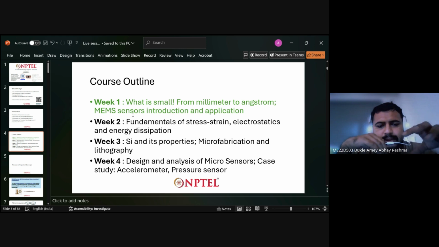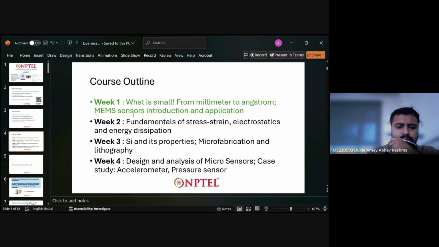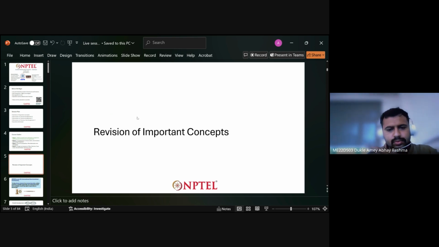The course outline: this is a 4 week course, so there will be one session each week, and at the end of the 4 weeks there will be one revision session, wherein we'll revise all the problems that we have solved in the first four sessions. If you miss these sessions, you can attend the last practice session where you will be able to revise everything.